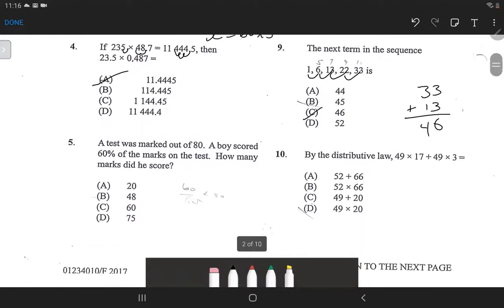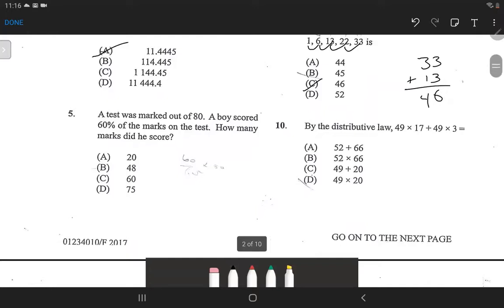The test was marked out of 80. A boy scored 60% of the marks on the test. How many marks did he score? All right, so you have 60/100 multiplied by 80. It cancels down. 6 8s are 48.